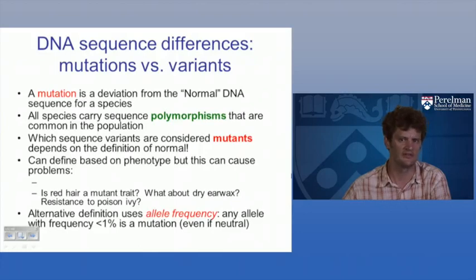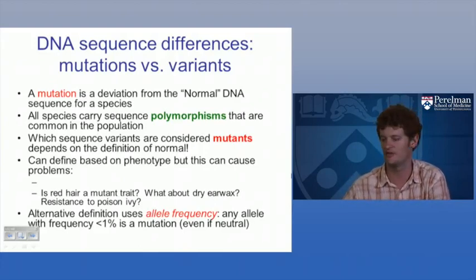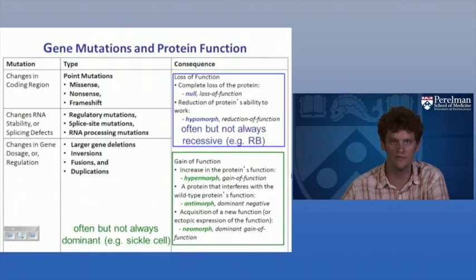So an alternative definition is to use allele frequency. And so here the idea is just you're forgetting about whether the mutation is good or bad. If it's common, more than 1%, then we'll just call it a polymorphism. And if it's less than 1%, then we'll call it a mutation, even if it's neutral. And that, even though it's also imperfect, it's at least a fairly quantitative and reproducible definition.